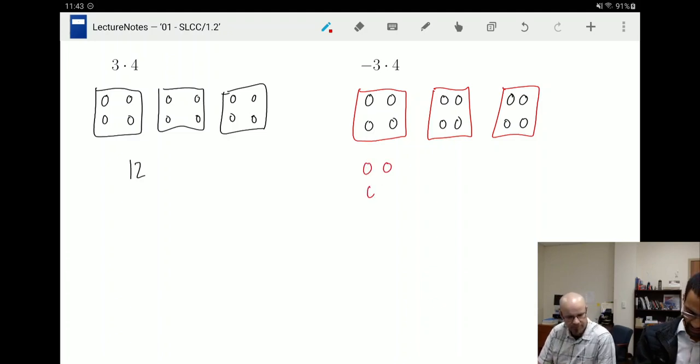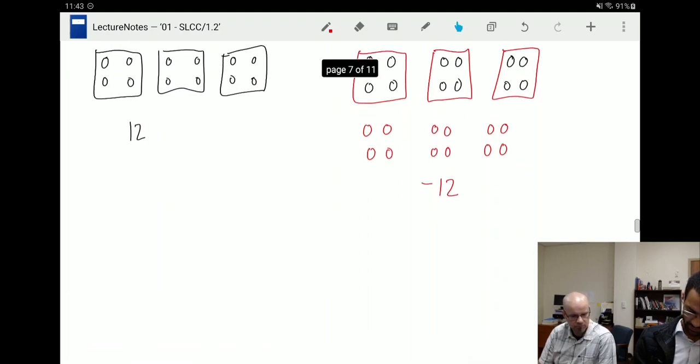So that's going to be, all right, I should say the opposite of 3 groups of positive 4, which would be 3 groups of negative 4. So that's going to be negative 12. Okay, so negative 3 times 4 is negative 12.